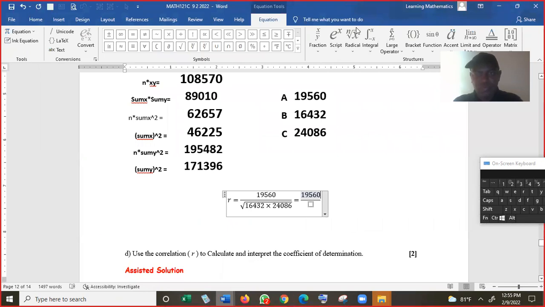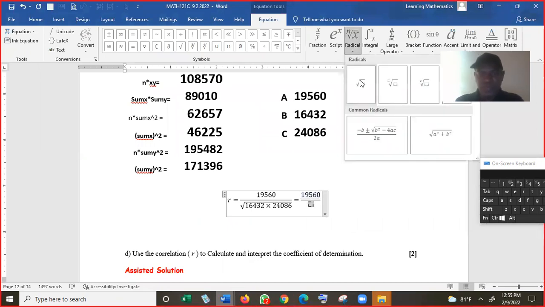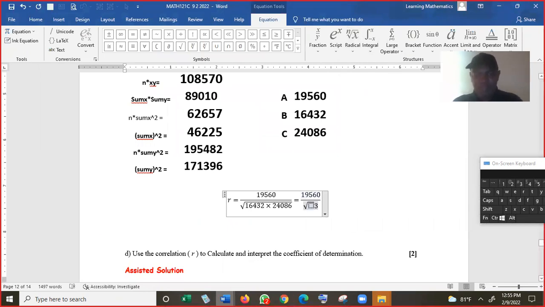So the square root of 395. Okay, let's just type this here. 395. All right. 781152. Now we have to square root this number. Okay, we've got to square root this number.